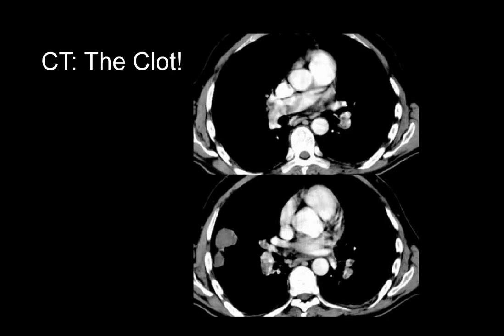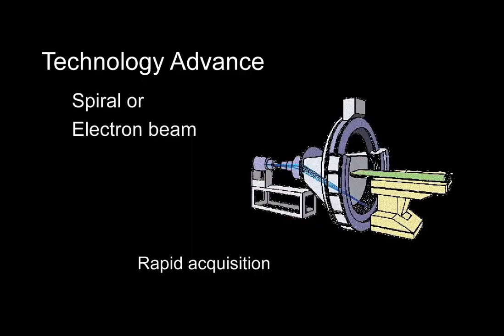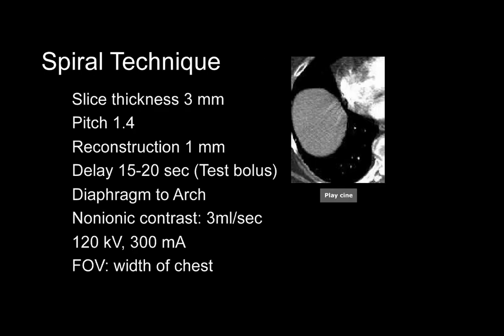CT pulmonary angiography is a new modality that primarily visualizes the clot. Technologic advances, either spiral CT or electron beam CT, allow rapid acquisition during the contrast bolus through the pulmonary arteries. A typical spiral technique utilizes thin collimation, scanning through the central pulmonary arteries.